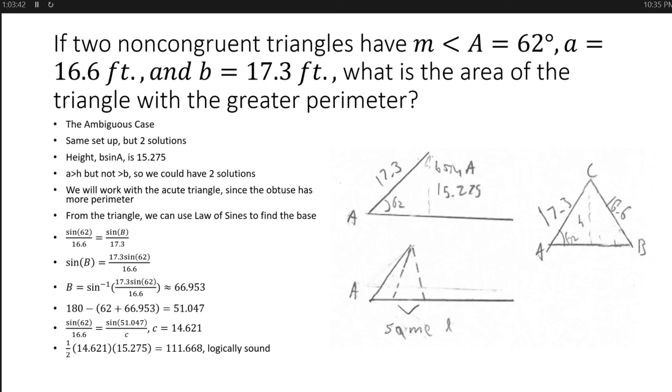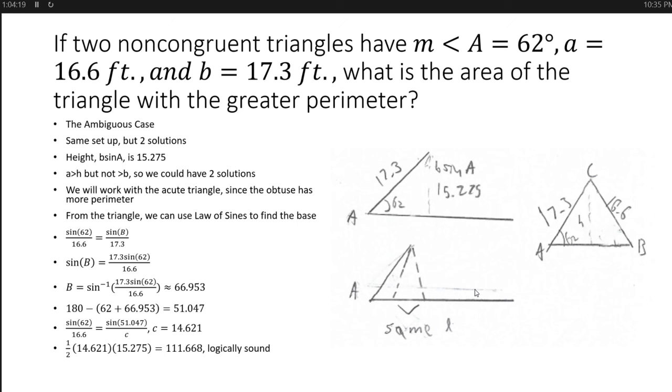So here's a little confusing of what it's asking for you, but really we're doing the same setup twice, but we're going to have two solutions. So, like all ambiguous cases, we find B sin A, 15.275, and from there, we can compare our values. So this is B, and A is going to be 16.6. So A is greater than the height, so we can have a solution, but it's not greater than B. So it could go here or here, as I drew right here. It could have two possible solutions in the middle, one being obtuse and one being acute.